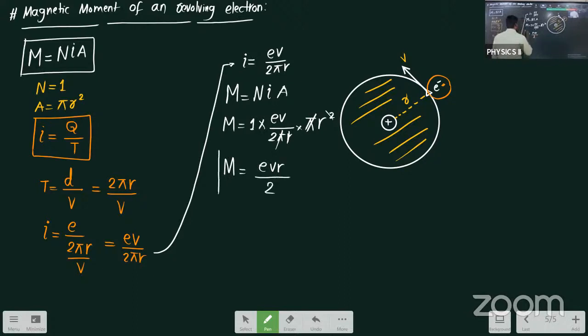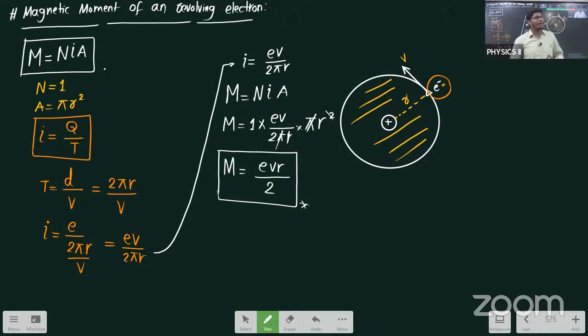So this is the magnetic dipole moment of a revolving electron. Remember this. Very important concept and question for your annual examination, even for the supplementary examination. What we did, we considered an electron revolving around the nucleus with some velocity v. Next, we are supposed to determine the magnetic dipole moment of that revolving electron. So what is the formula?